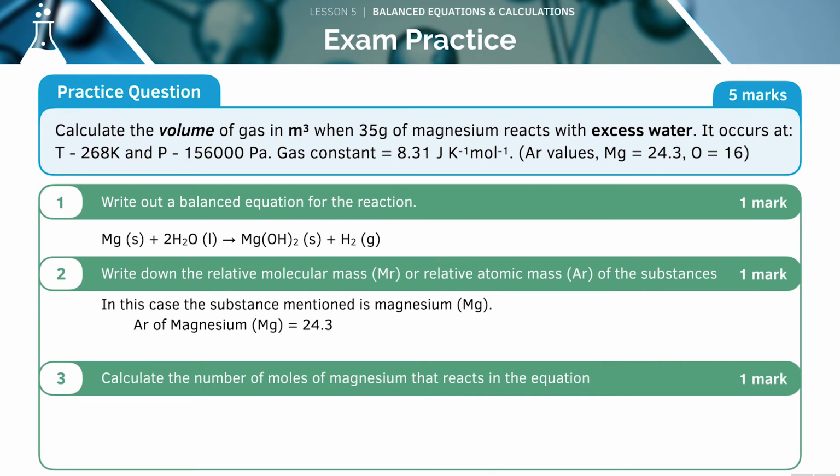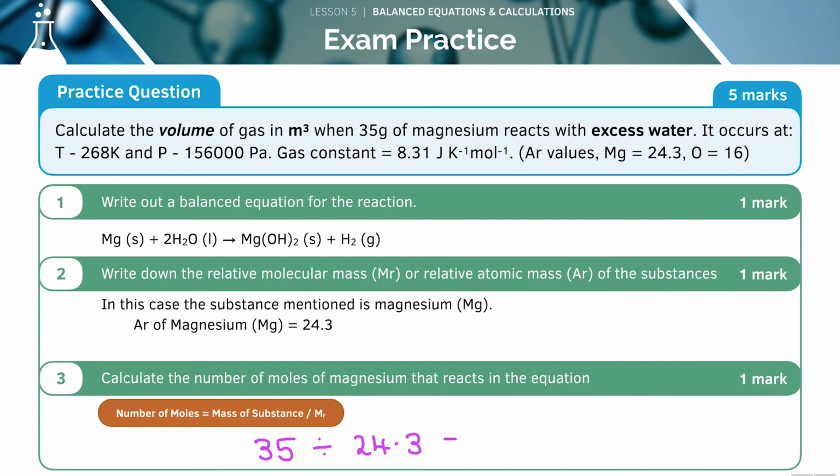Now we can calculate the number of moles of magnesium reacting in the equation. We can use the equation to do so. So here we would say moles equals mass over Mr. Now we can put in our numbers. So we put in 35 divided by 24.3, giving us an answer of 1.44 to 3 SF.